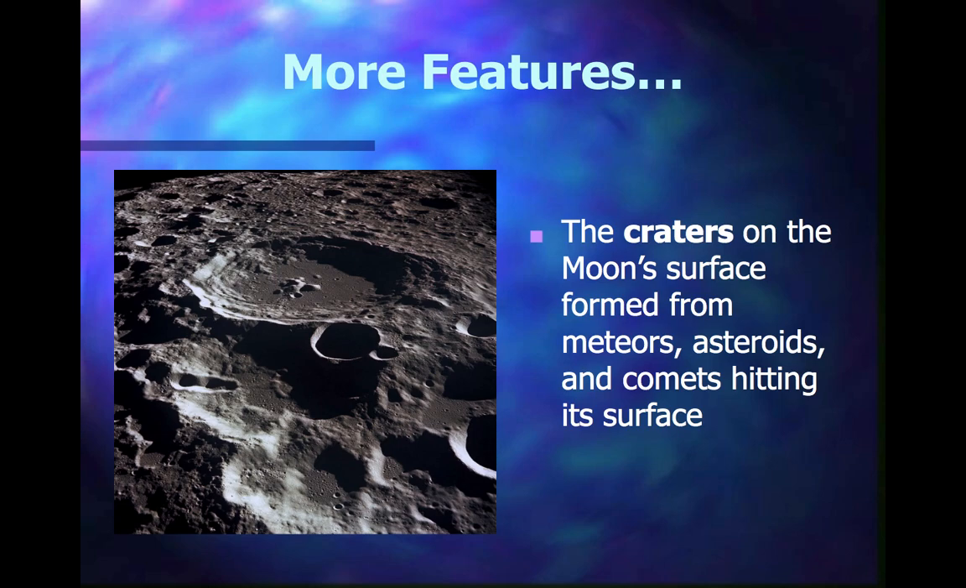All right, last slide. This slide talks about the craters and how they form on the moon. So when meteors or asteroids, comets hit its surface, it actually creates dimples or craters in the moon, which is why you have all these little divots here and it looks like it's kind of beat up. All right, that is the end of this presentation on the moon.